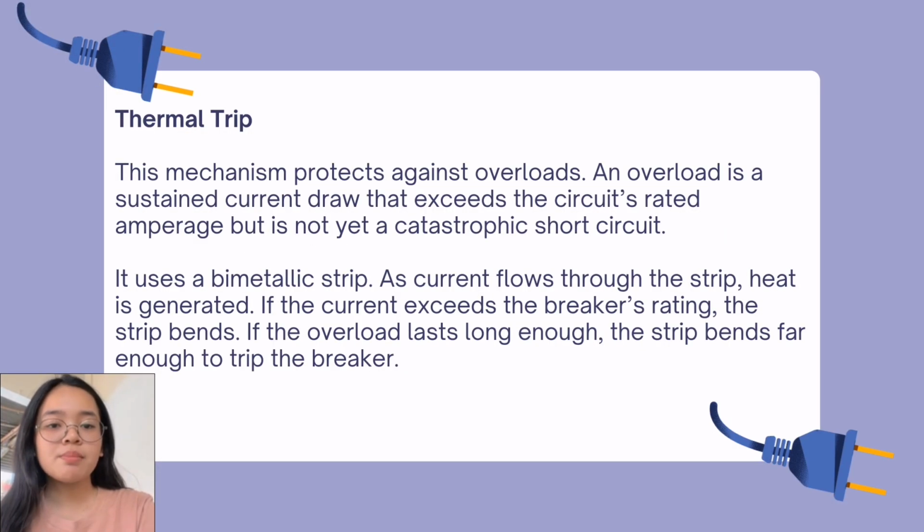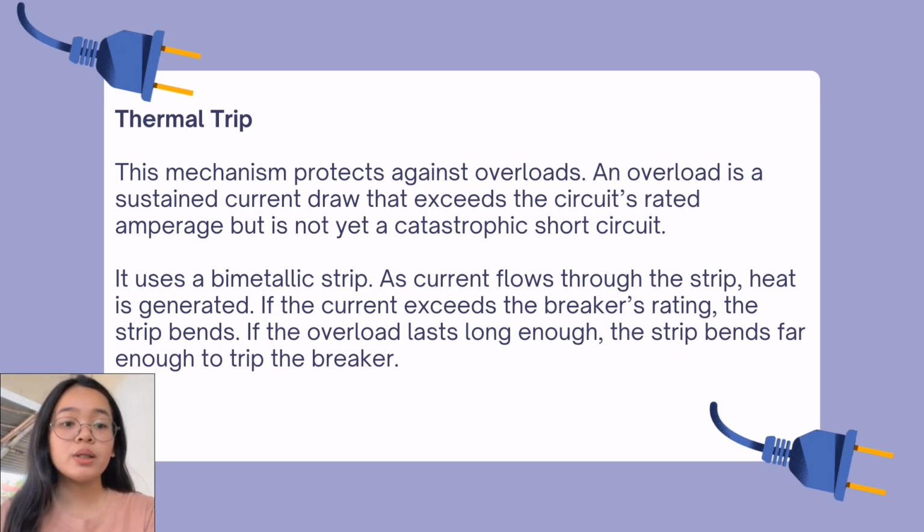Thermal trip. This mechanism protects against overload. An overload is a sustained current draw that exceeds the circuit's rated amperage but is not yet a catastrophic short circuit. It uses a bimetallic strip. As current flows through the strip, heat is generated. If the current exceeds the breaker rating, the strip bends. If the overload lasts long enough, the strip bends far enough to trip the breaker.